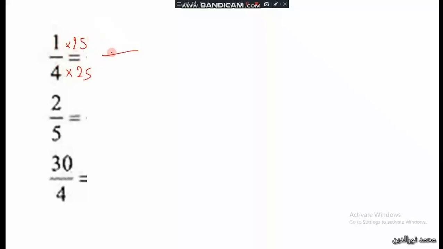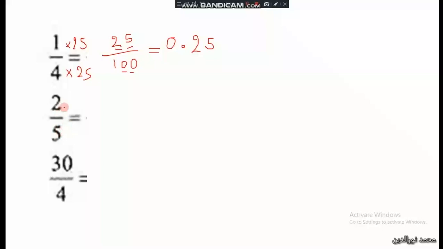1 times 25 is 25 over 100. So this is the equivalent decimal fraction of 1/4. And then to write it as a decimal number, we have two zeros, that means two decimal digits. So it's 0.25.